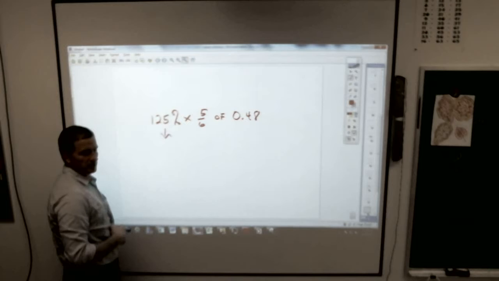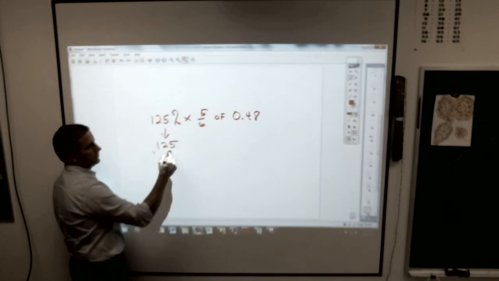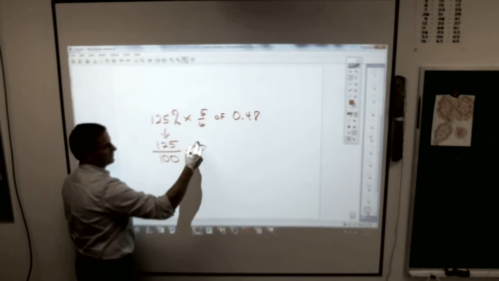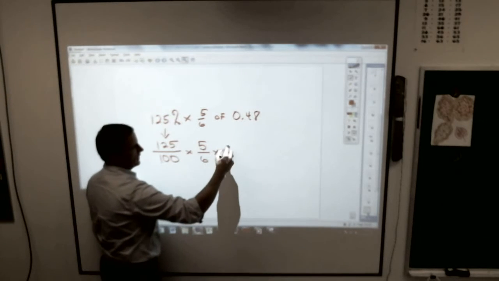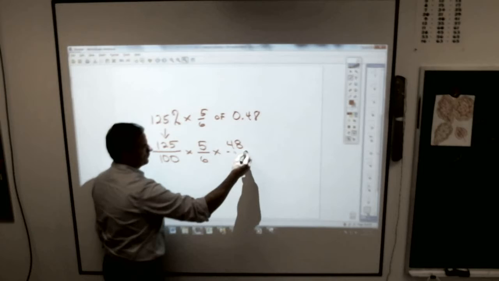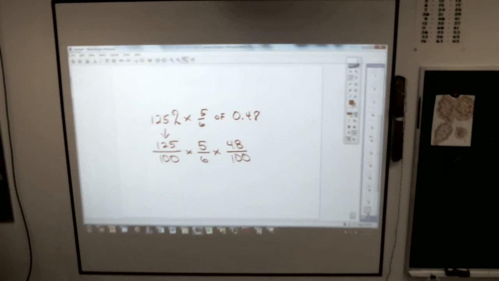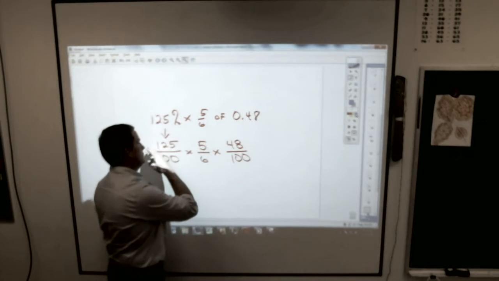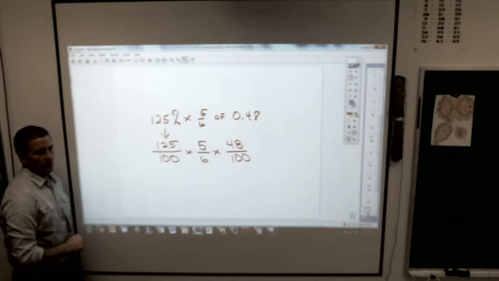125% as a fraction is what? 125 over, percent means 100, times 5/6, times, what's 0.48 as a fraction? 48 over 100. Can we simplify that? Absolutely. What can we do there? Who asked this question? Man, what can I get rid of here? Before, I do not want to multiply all those and get something over 60,000 or whatever that is. I want to cross cancel.